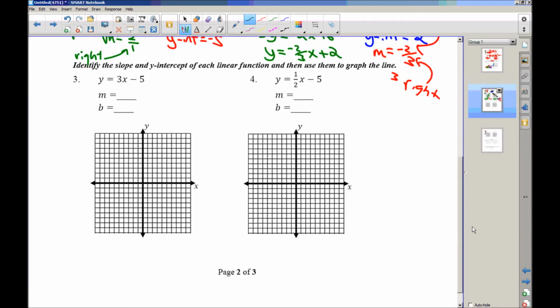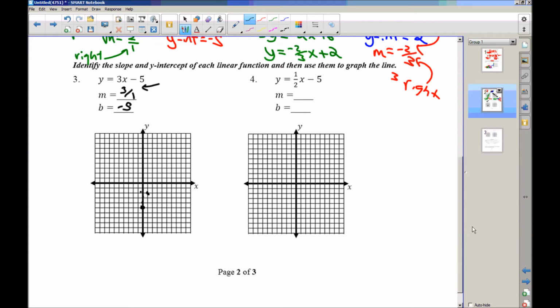Next directions. Identify the slope and the y-intercept of each linear function and then use them to graph the line. So same stuff we were just doing. Our slope is going to be 3/1. The y-intercept is -5. Okay, so I start with -5 on my y-axis, so 1, 2, 3, 4, 5. And then the steepness of my line says go up 3 and right 1 from that point. So I started here, I counted up 1, 2, 3, and moved over 1.